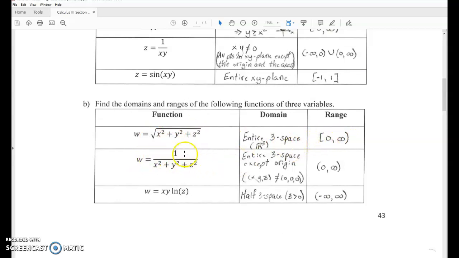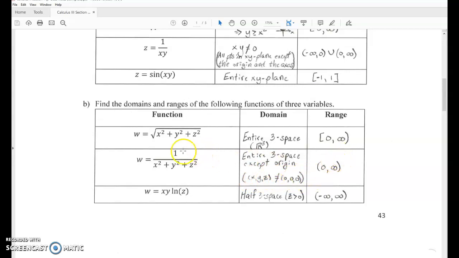Now, what if I have w equals 1 divided by x squared plus y squared plus z squared? So again, the only time this will be a problem is if the denominator is 0. And the only way the denominator can be 0 is if I plug in the origin, right? X equals 0, y equals 0, and z equals 0. So this is all of 3 space again, except we can't include the origin. So you can say entire 3 space except the origin, or you could say XYZ cannot be 0, 0, 0. XYZ cannot be the origin.